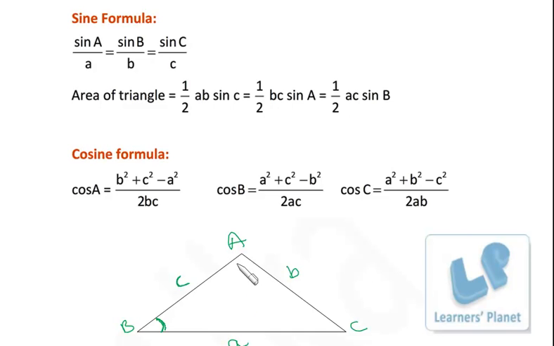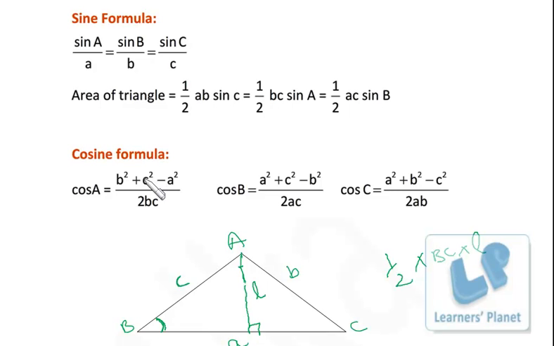One more relation we know is half base into altitude. Suppose this is altitude L, then half BC into L, this way also we can calculate the area of the triangle. So Heron's formula I have told you, the sine formula to find the angles I have told, the area of the triangle I have told you, and this is the general formula, that is half base into altitude, right?